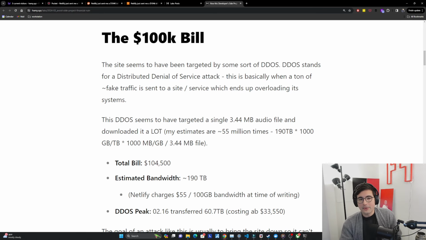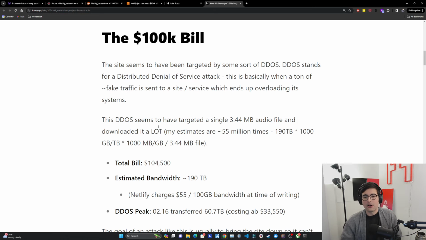And this is basically when a ton of fake traffic is sent to a site or service, which ends up overloading its systems in some way. It doesn't always end up overloading it, but obviously with this much traffic, it's going to do something. And so, this DDoS seems to have targeted a single 3.44 megabyte audio file and downloaded it a lot.